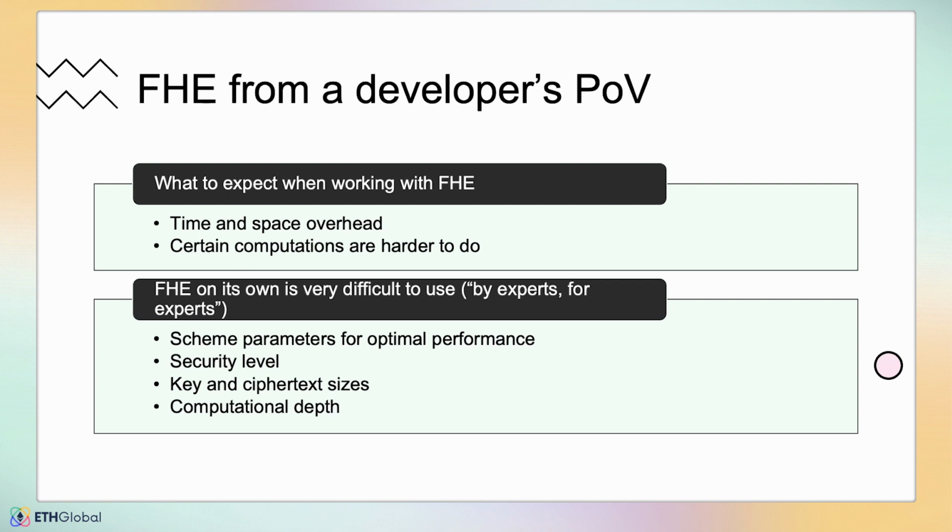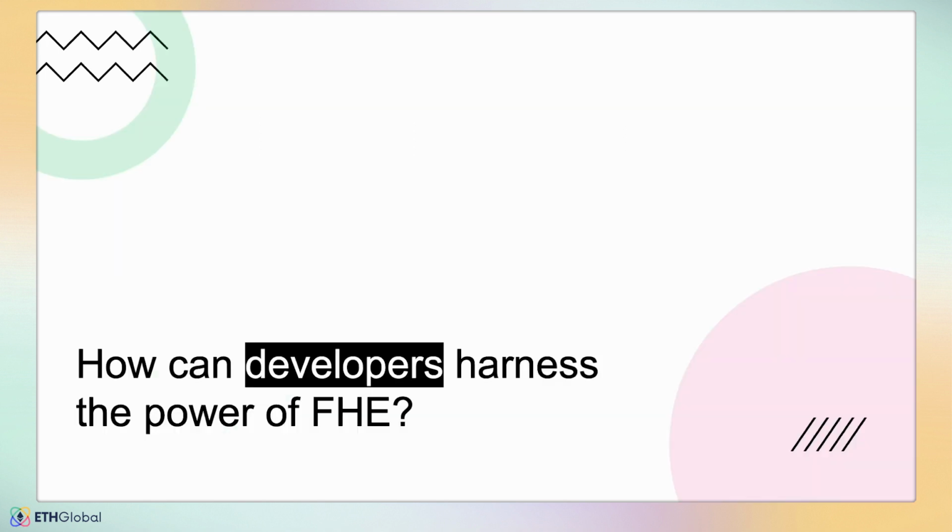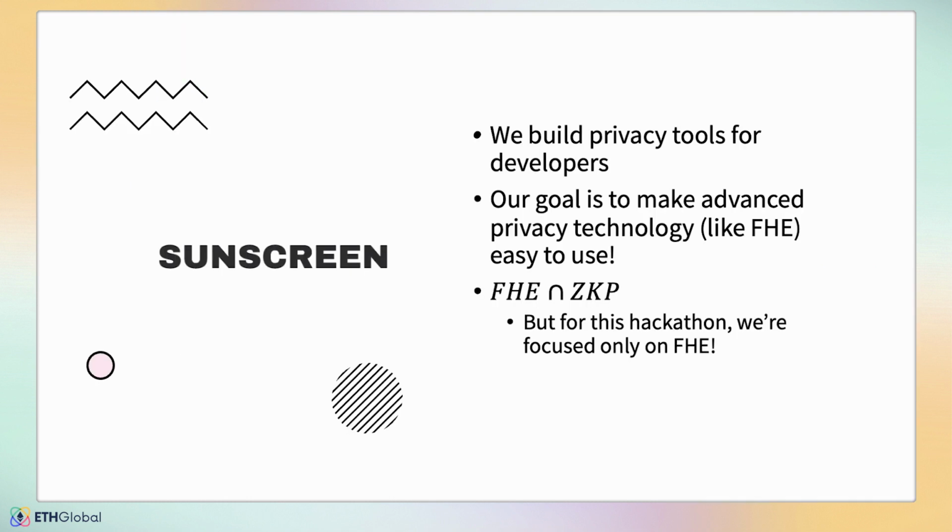And finally, you have to worry quite a bit about computational depth. For example, how many sequential multiplications do you want to do on your encrypted data? That might inform what scheme parameters you actually choose. With all of these challenges in using FHE, how then can developers harness the power of FHE to build private applications? Well, that's exactly why Sunscreen was started.